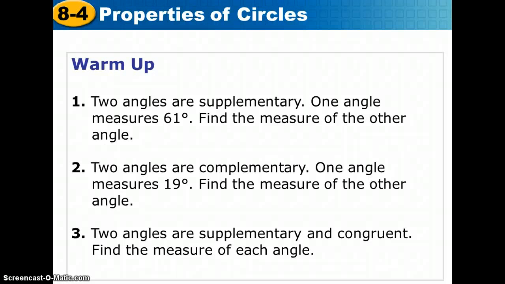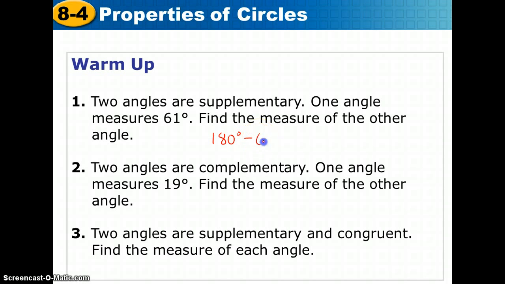Section 8-4, Properties of Circles. Let's do a little review. We are going to figure out the supplementary answer to degrees in an angle. So let's remember what supplementary means. That means 180 degrees is our total.